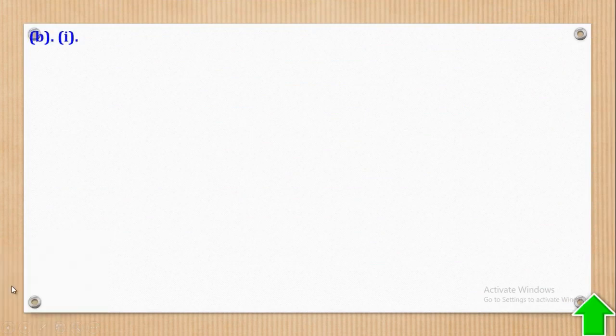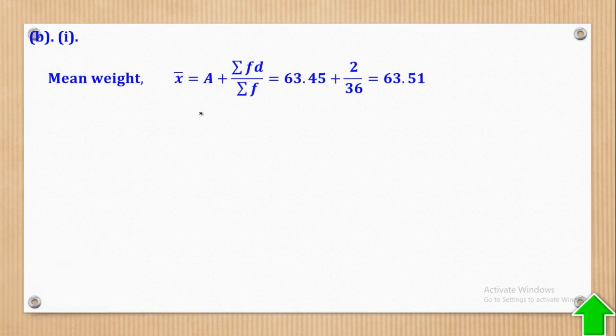So next we are told to calculate the mean using the working mean of 63.45. Therefore, given the working mean, the formula becomes A plus summation of FD over summation of F. A is the working mean, which is that. Summation of FD, we got it as 2, and summation of F, we got it as 36. So in the end, we shall come up with 63.51.